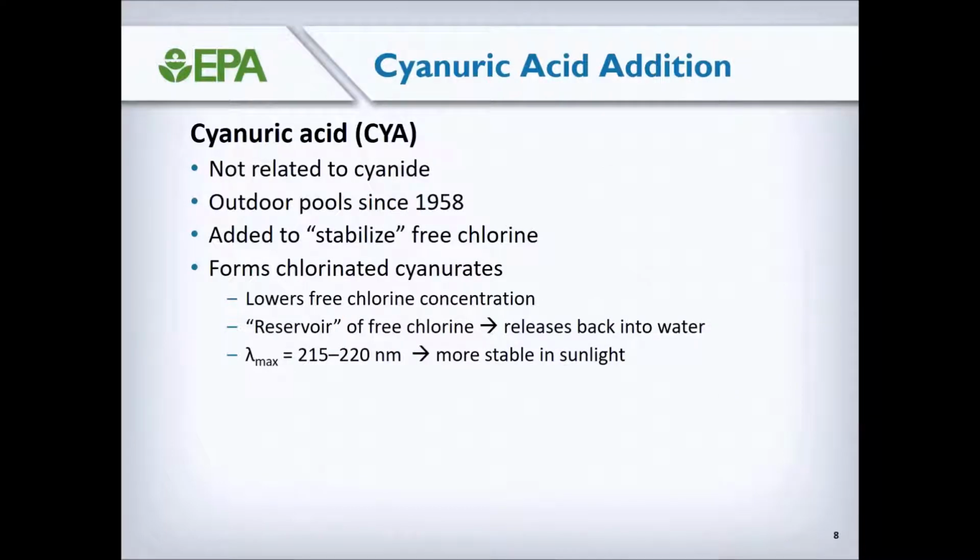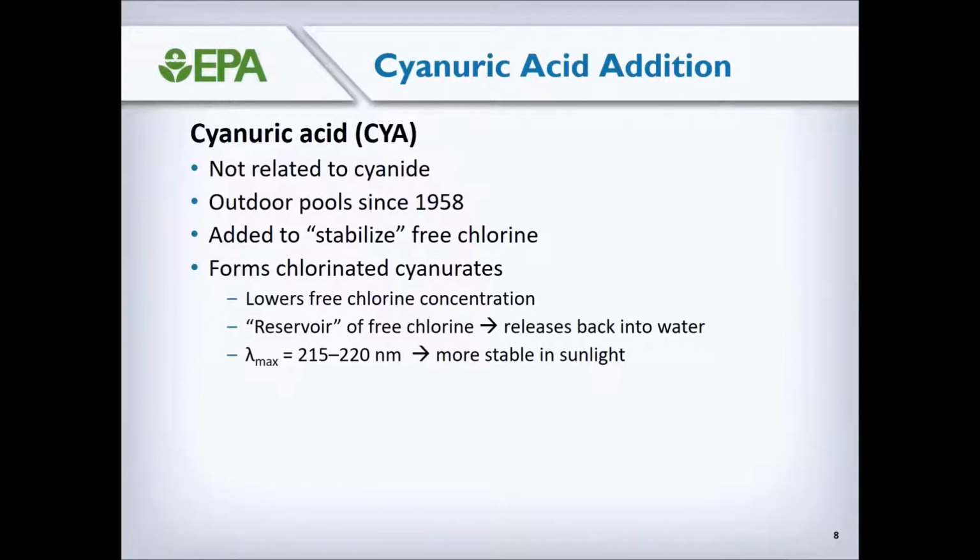So to address this free chlorine loss in outdoor pools from sunlight exposure, what has typically been done is cyanuric acid has been added to form these chlorinated cyanurates. First, cyanuric acid is not related to cyanide, as the name might suggest, but it has been used in outdoor pools since about 1958 to stabilize free chlorine by forming these chlorinated cyanurates, which actually lowers the standing free chlorine concentration because some of the free chlorine becomes bound up in these chlorinated cyanurates.